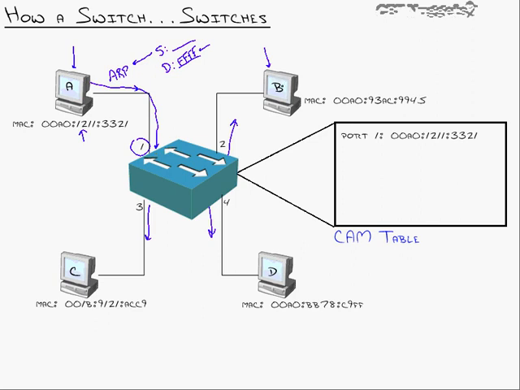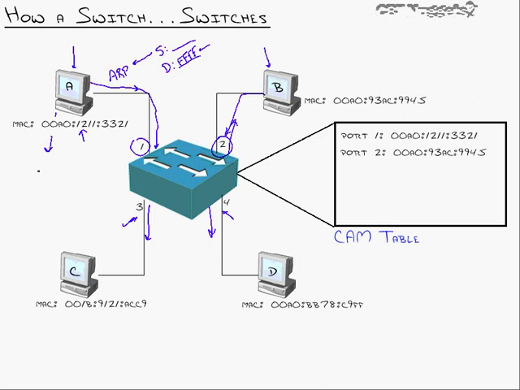Now, PC B gets that broadcast and says, oh, they're looking for me. So it responds back and says, hey, PC A, here is my MAC address. Suddenly, boing, the switch became one MAC address smarter because it knows now where PC B is located. It remembers port 2. Now, it still doesn't know who PC C or PC D are because it hasn't learned their MAC address yet.